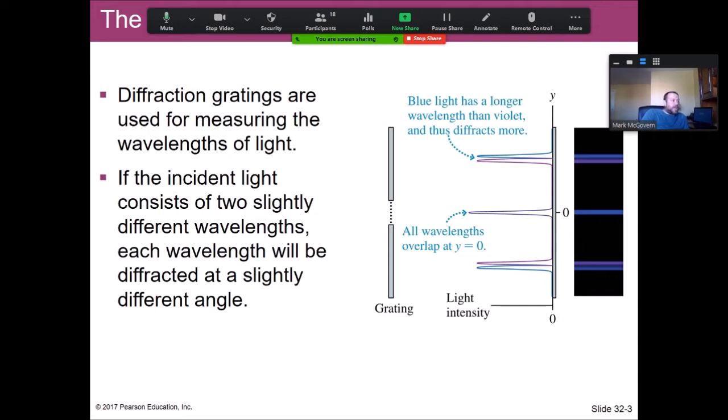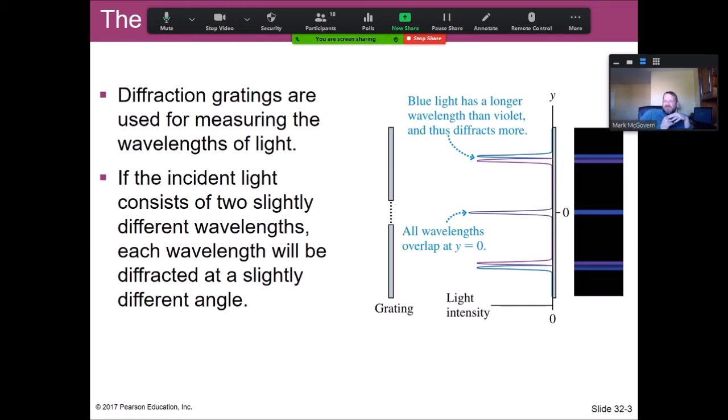It creates a device that can work like a prism, because a prism will do a similar thing. A prism will take light and have it pass through a medium, and depending on the wavelength of that light, it refracts a little differently because the index of refraction is a little bit different. And so a prism does the basic principle of dispersing light.